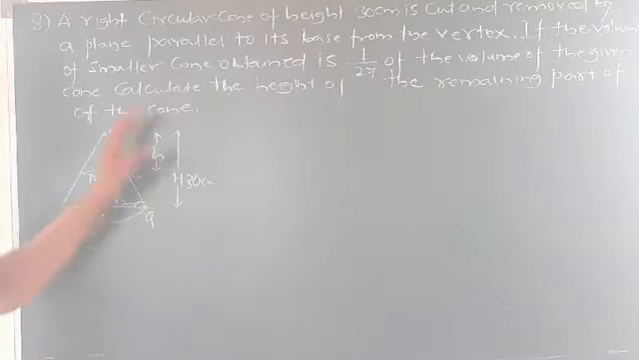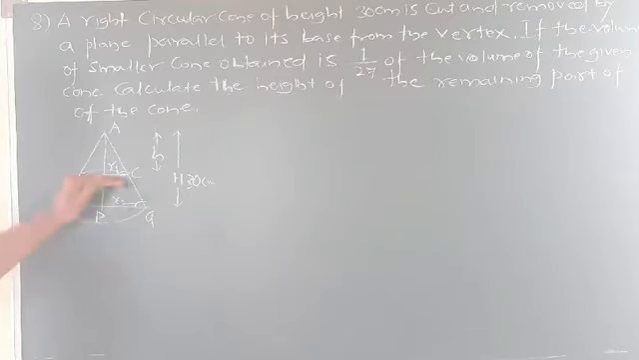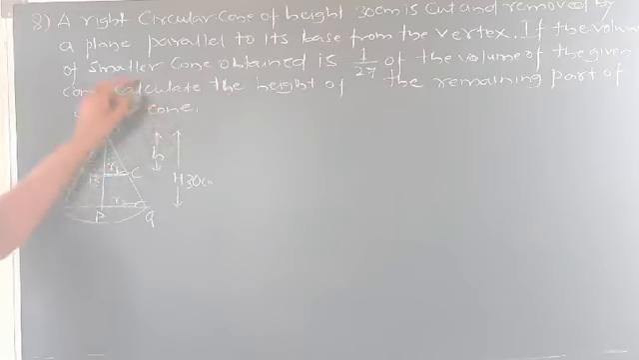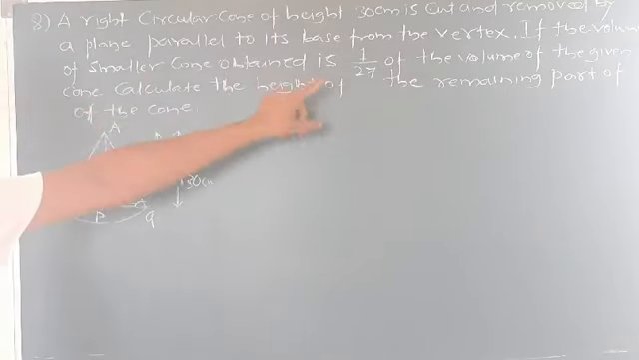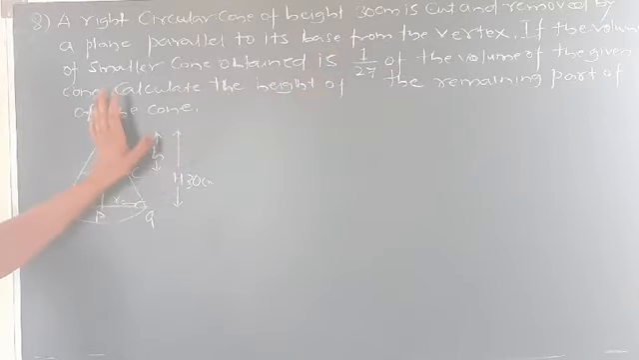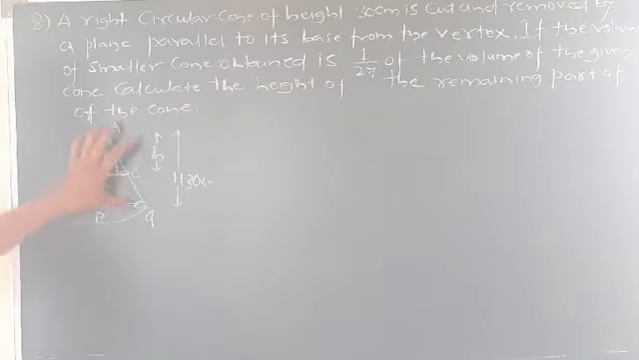See here what they are given: a right circular cone of height 30 centimeter, and removed by a plane parallel to its base, from the vertex. If the volume of the smaller cone obtained is 1 by 27 of the volume of the given cone. So the given cone means this bigger cone, the total bigger cone. Calculate the height of the remaining part of the cone.